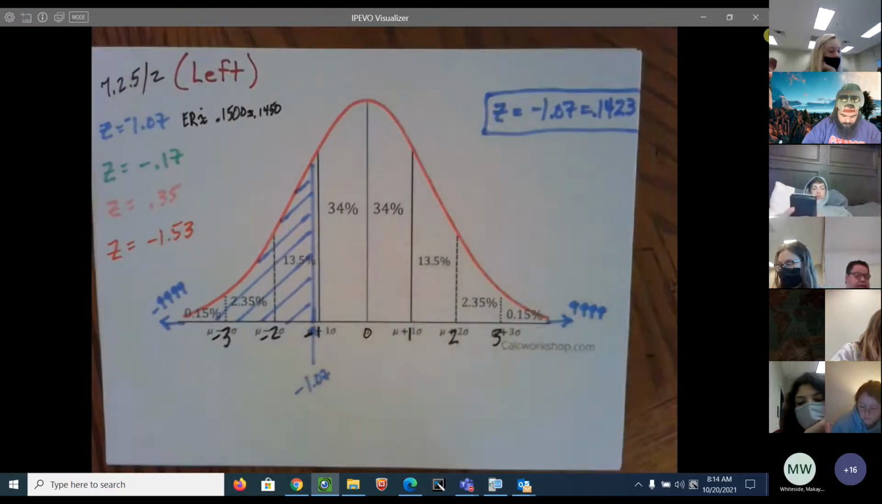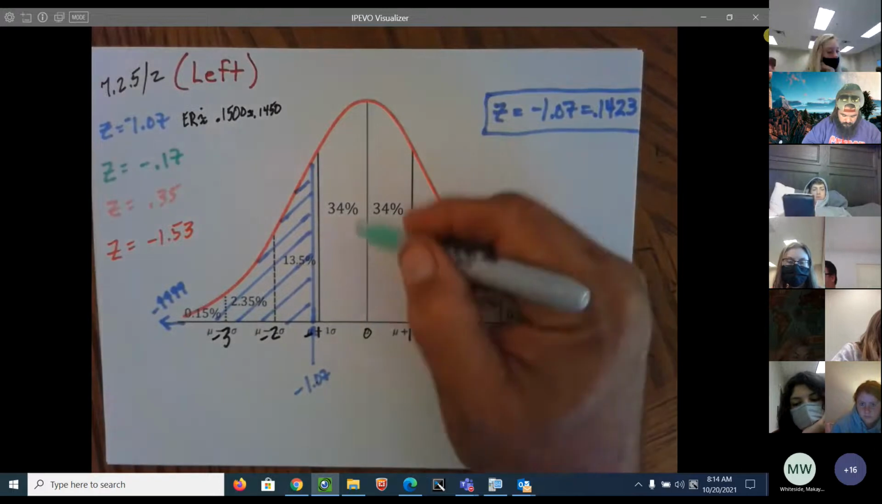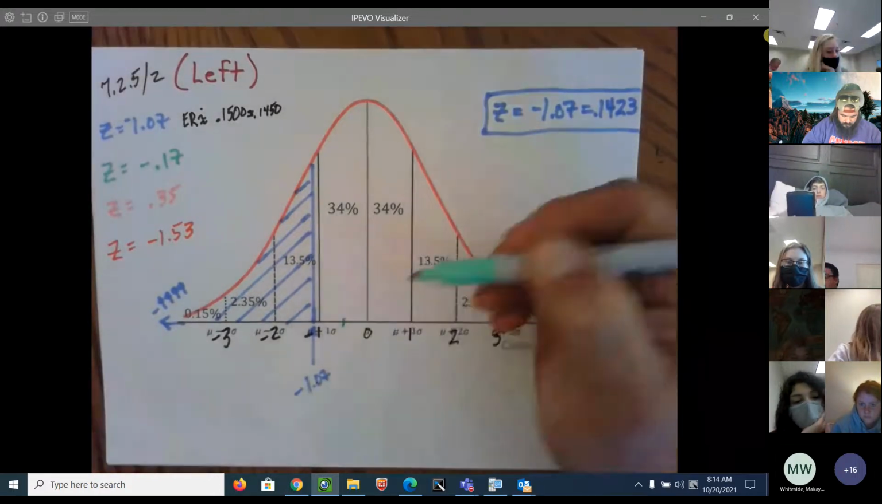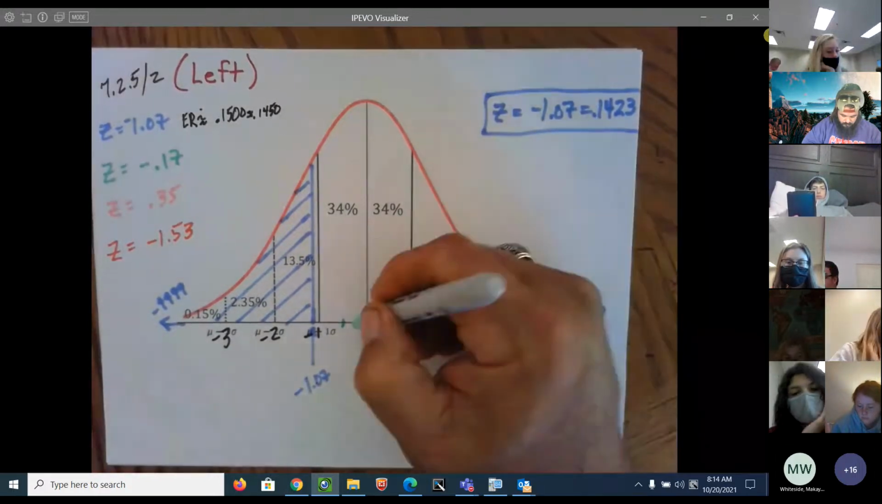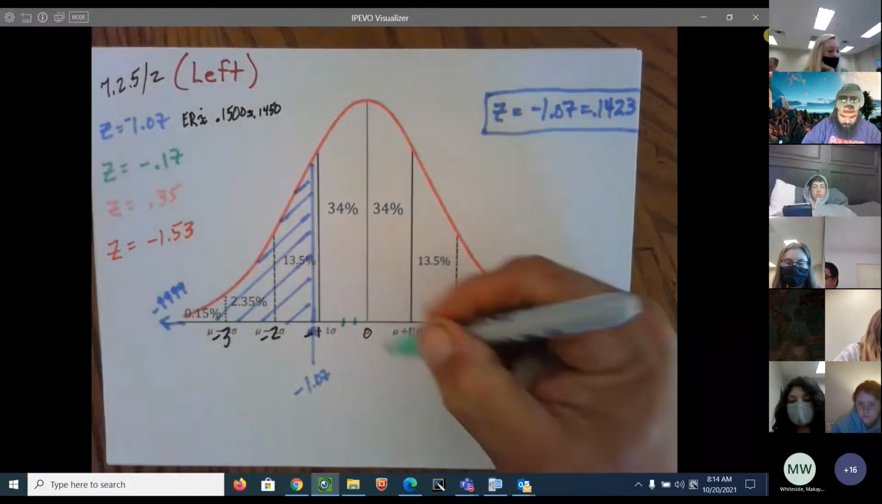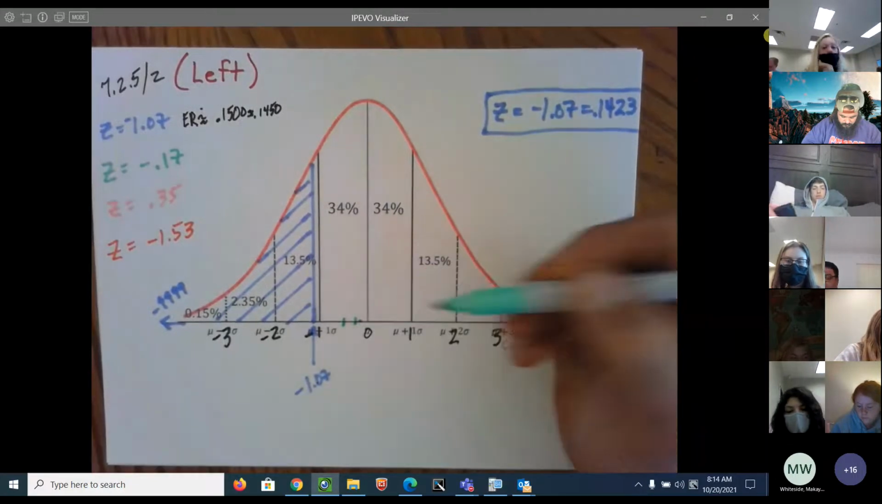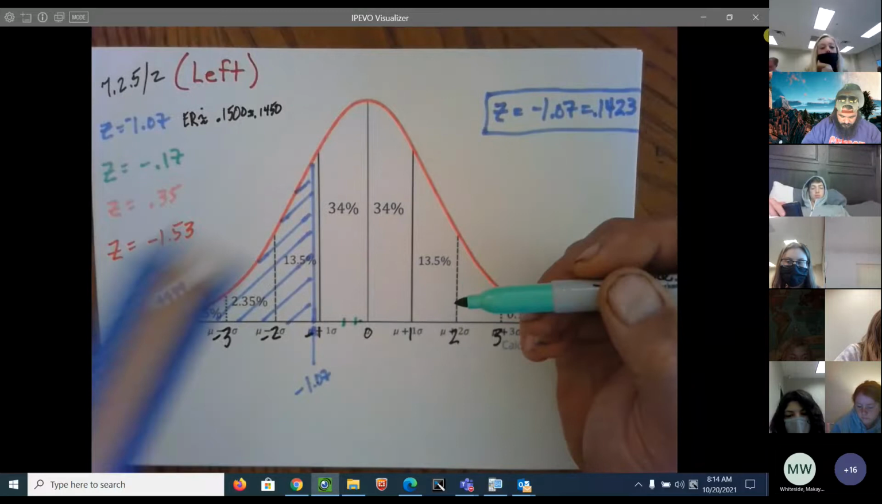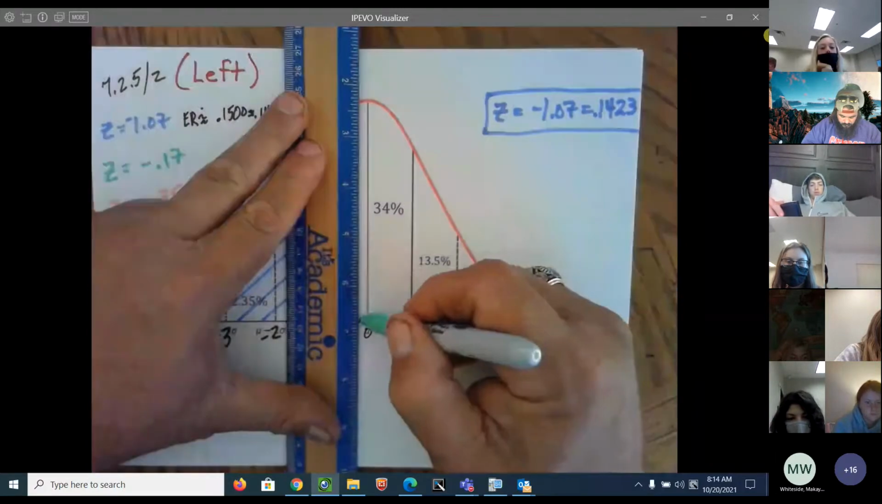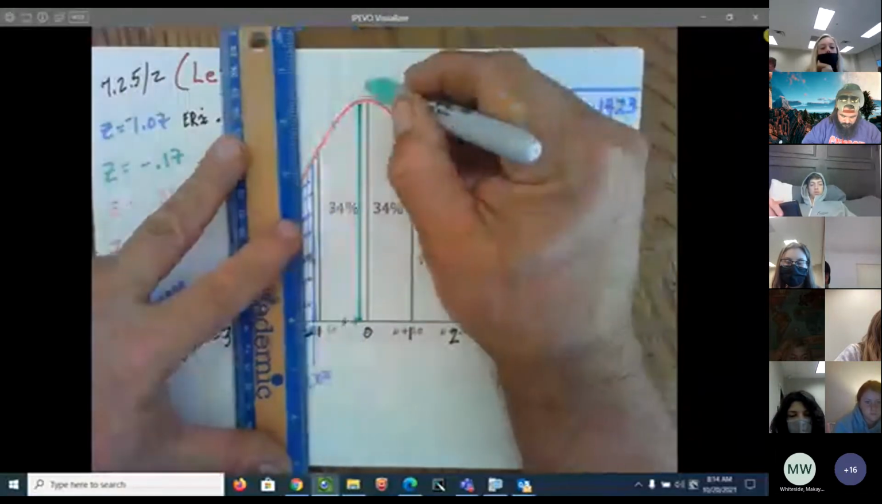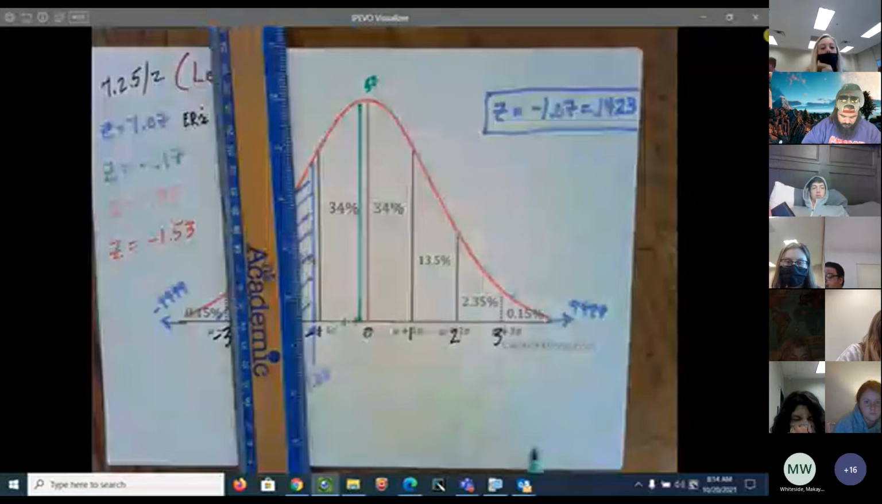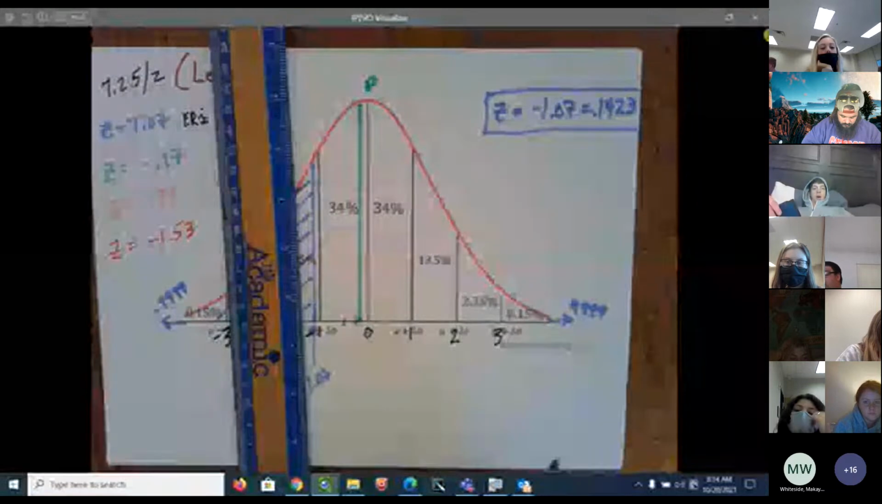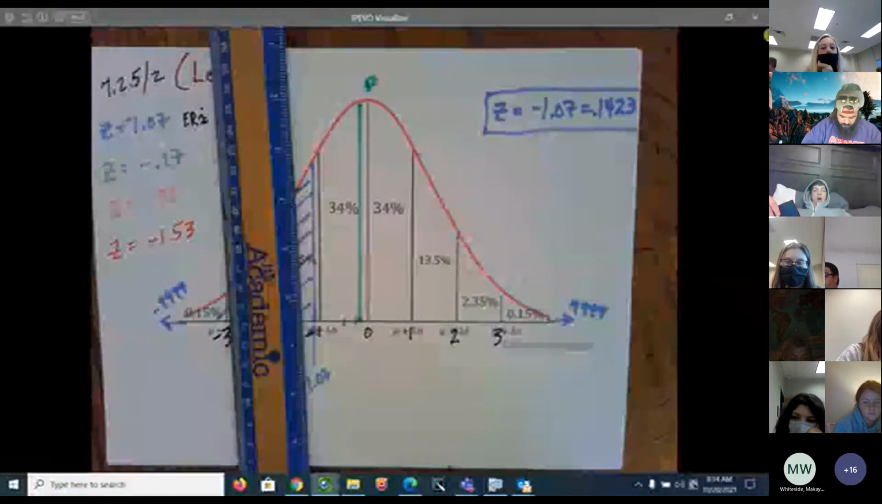And negative 0.17 in green. Negative 0.17. Well, there's negative 0.5. There's negative 0.25. So negative 0.17 would be right about there. This is 50% right there. So our answer is going to be less than 50% by the empirical rule.